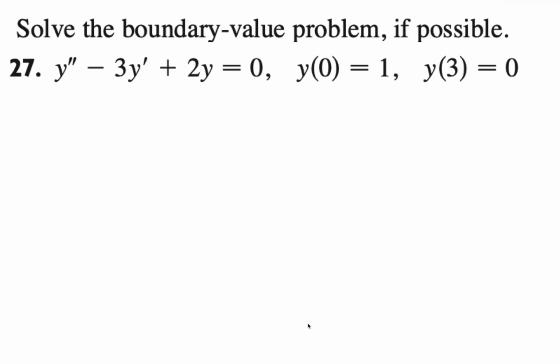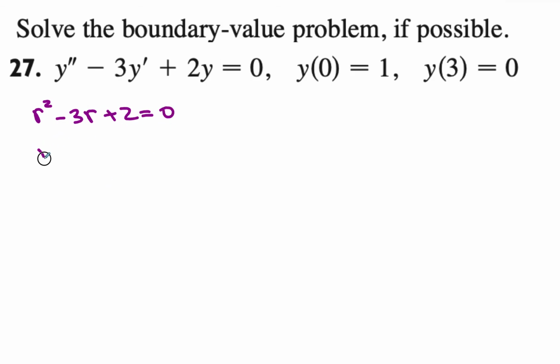Let's look at some second order boundary value problems. So let's look at the first one, number 27. Here we have a second order differential equation, so the characteristic equation would be r squared minus 3r plus 2 equal to 0.